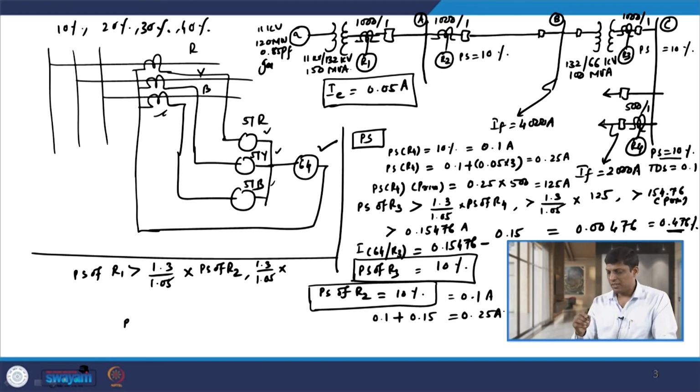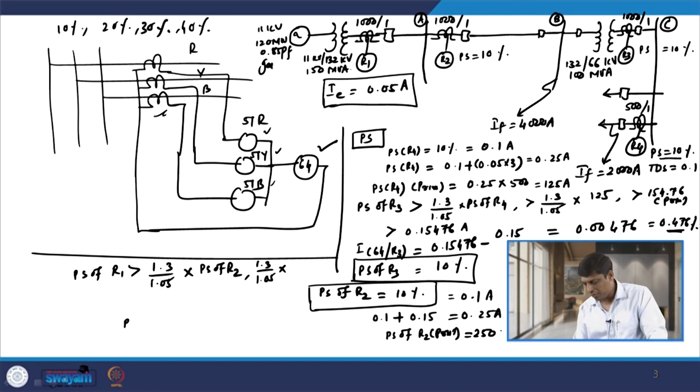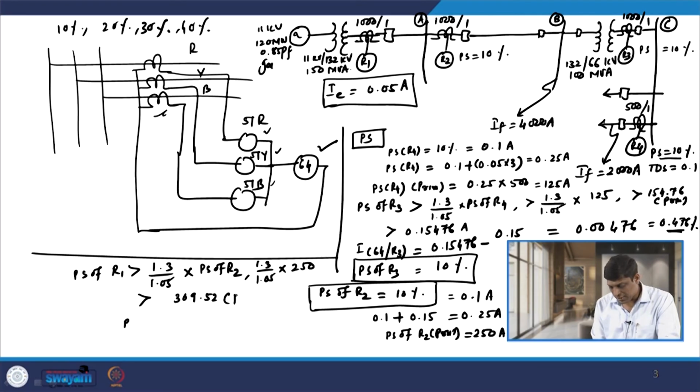On the secondary side, if I transfer this current to the primary side, then the plug setting of R2 for the primary side is equal to 0.25 into 1000 ampere. So, that is 250 ampere primary side. So, this value, 250 ampere, if I solve this with the factor, the value comes out to be 309.52 ampere, that is on the primary side of relay R1. If I transfer it to the secondary side, then we just divide by 1000. So, its value is 0.30952 on the secondary side.